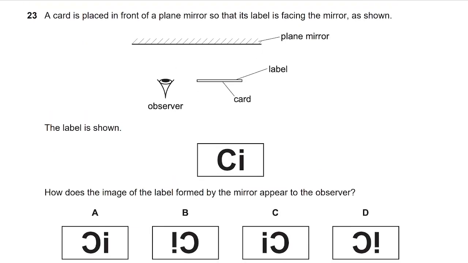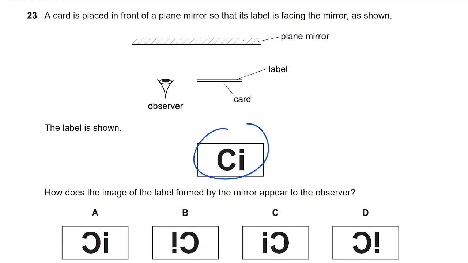Move on to another question. Now, 23, it says a card is placed in front of a plane mirror so that its label is facing the mirror as shown. The label is shown. How does the image of the label being formed? Now, a trick to this is if you flip your paper in the exam, and you see how the image is formed, that would be the answer.